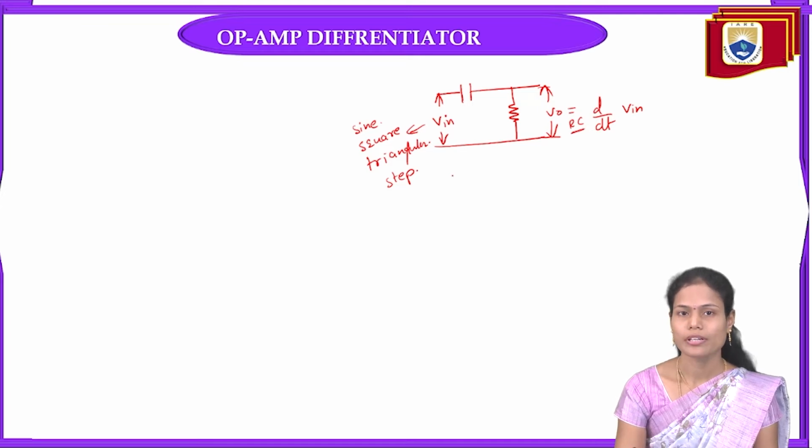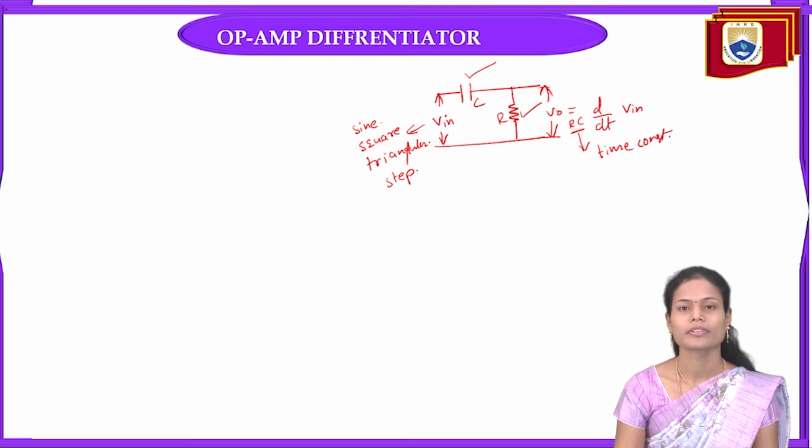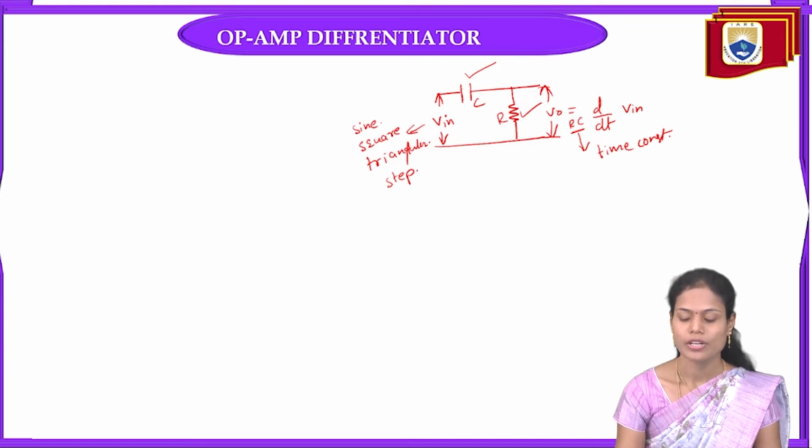The time constant of this circuit depends upon how much capacitance and how much resistance we choose to design it. Depending on those RC values, the time constant of the circuit will change. If these values are high, it will take a very long time to differentiate the applied input signal. If these values are small, it will take less time to differentiate the given signal.